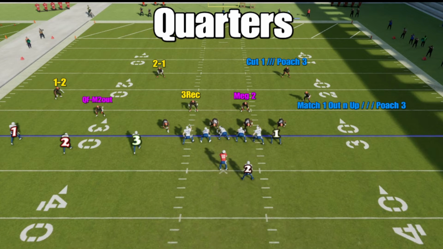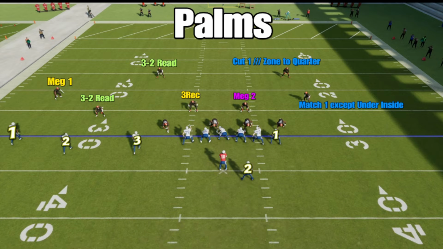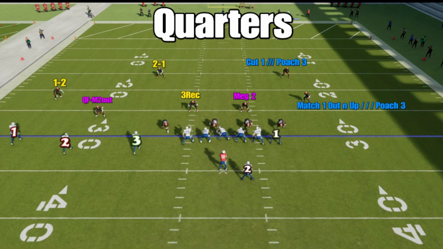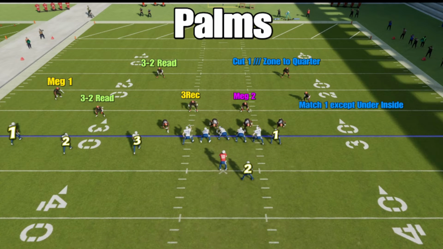Hopefully I don't have this screen on there for a little bit too long. Let me move over. There we go. And this is where we get into palms, okay? So in palms, the circle changes. So remember in quarters, it was here. And now it changes. It's here, right? So let's go over this.